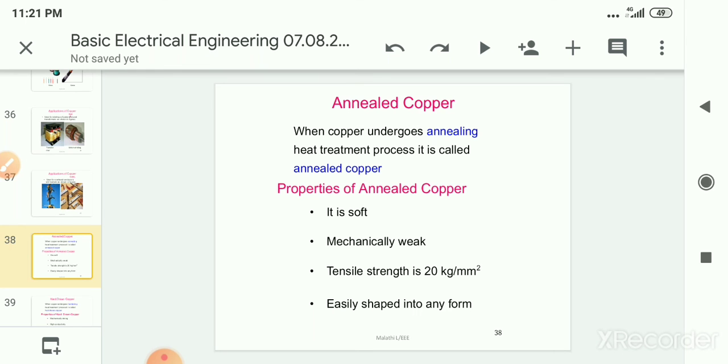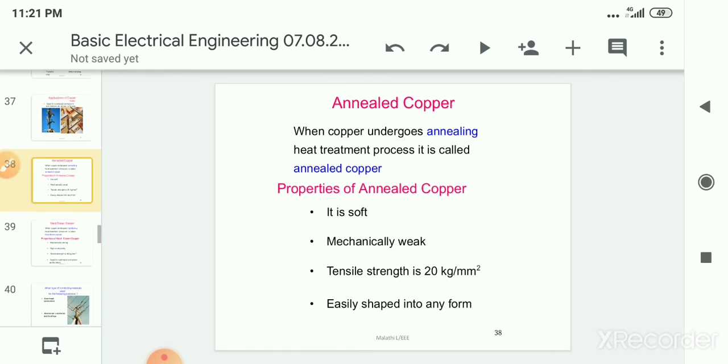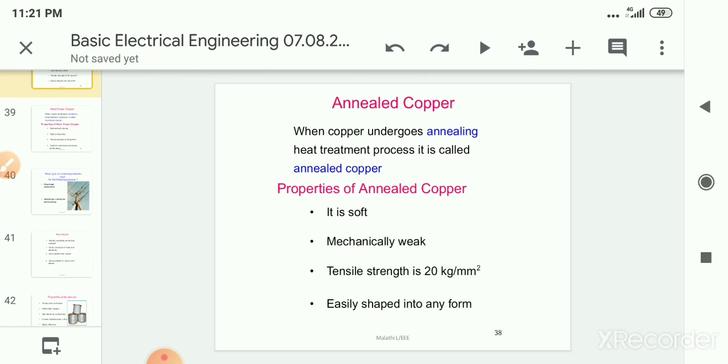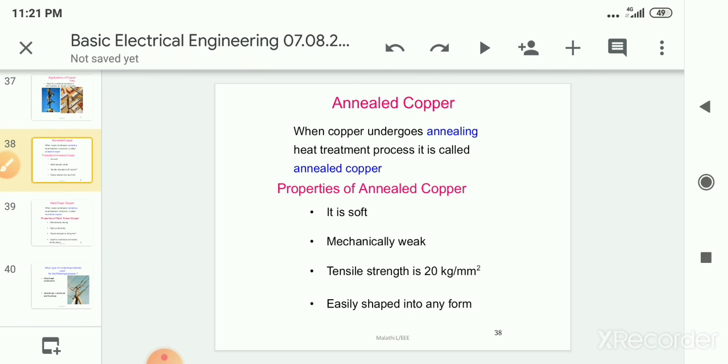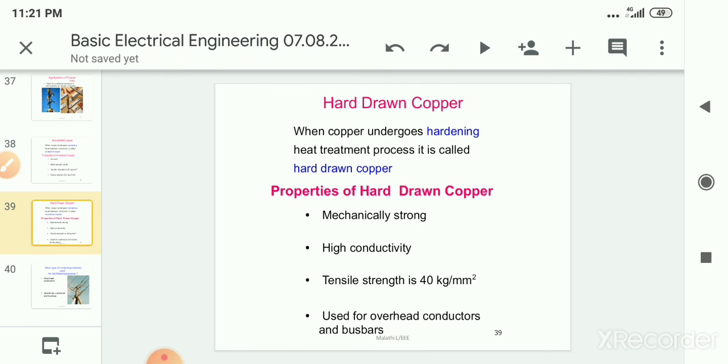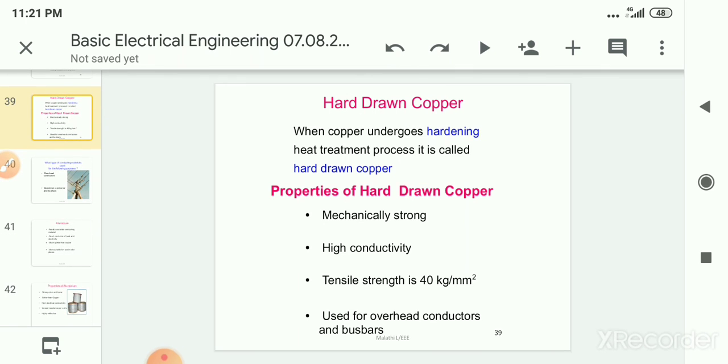Two types of copper are used: annealed copper and hard drawn copper. If we treat the copper by the annealing method, it is called annealed copper. If we give heat treatment, that is the hardening method, it is called hard drawn copper. It is used for overhead conductors and bus bars. Hard drawn copper has very high mechanical strength and high tensile strength.